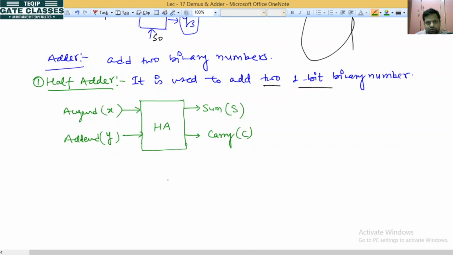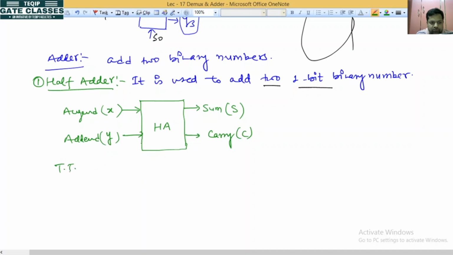हाफ एडर का काम क्या होता है? दो 1-बिट नंबर को ऐड करता है. ओके. जब भी हम किसी भी दो नंबर्स को ऐड करते हैं, देन वी गॉट टू रिजल्ट. वन इज सम एंड द सेकेंड वन इज कैरी. ओके ना. नाउ वी हैव टू गो फॉर द ट्रुथ टेबल.